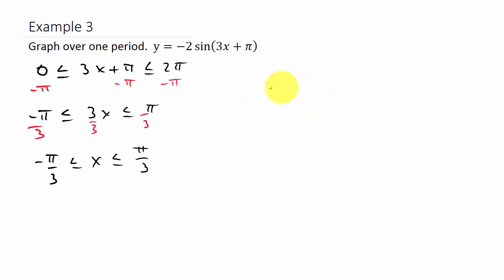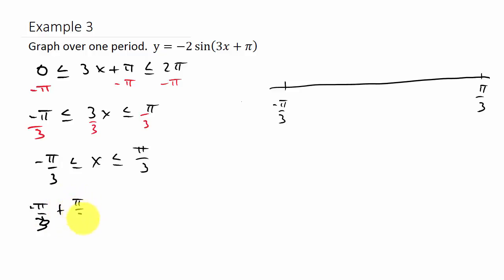Alright, so let's mark this off. So I've got negative pi over 3 and pi over 3. This one's pretty obvious to see what the midpoint is. It would be what? 0. But let's go ahead and work it out. So find the midpoint here. That's going to be negative pi over 3 plus pi over 3 equals 0, and then 0 times a half is 0. So there's the midpoint, 0, and that's where our y-axis would be.